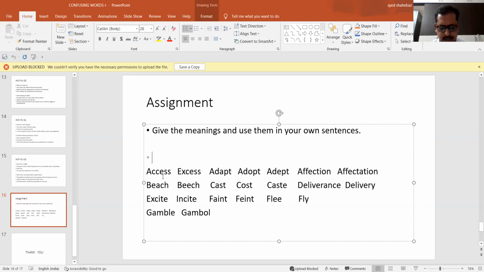Next, affection. AFFECTION. Affection means love. Next word, affectation. AFFECTATION. Affectation means artificiality, lacking naturalness. The fourth word, beach. BEACH. Beach means seashore. Next word, beech. BEECH. Beech means a type of tree, a fruit tree.